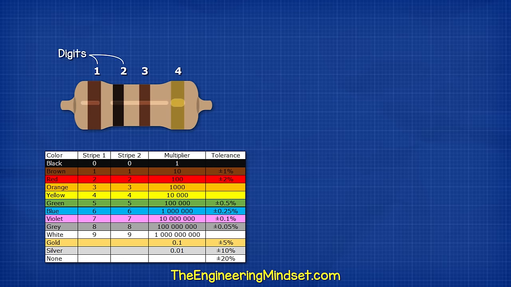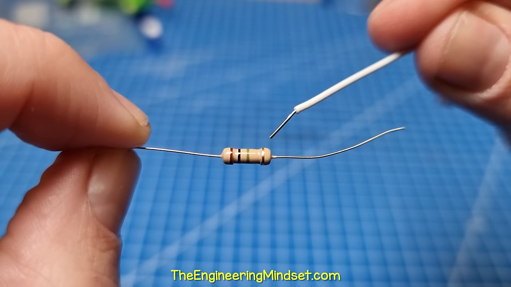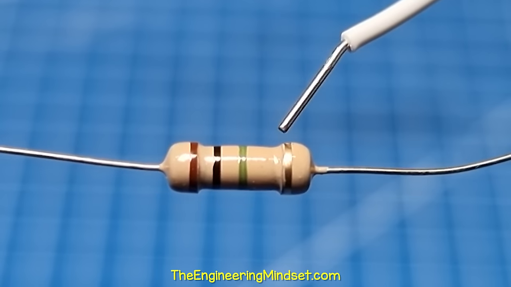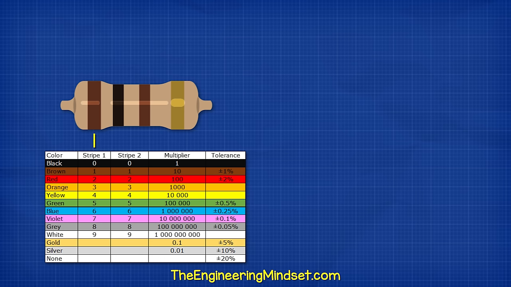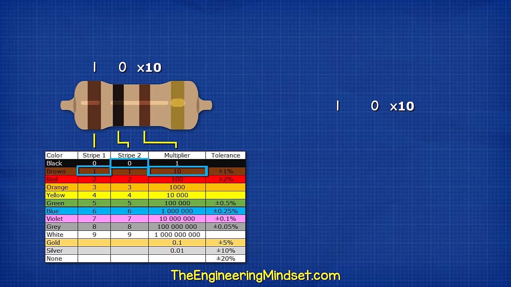We have 2 digits, a multiplier, and a tolerance band. The tolerance band is separated from the other stripes. We start with stripe 1, which is brown. So this is 1. The second stripe is black, which is 0. The third stripe is the multiplier, which is brown. So this is 10. Therefore, 1 and 0 are 10, multiplied by 10 gives us 100 ohms.